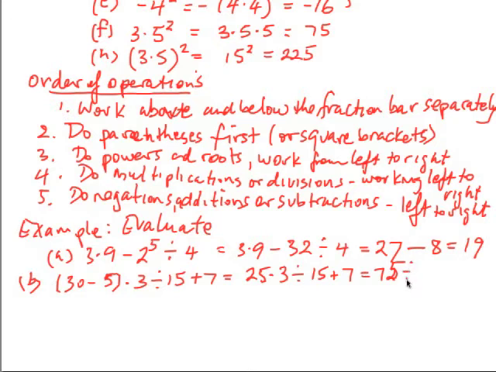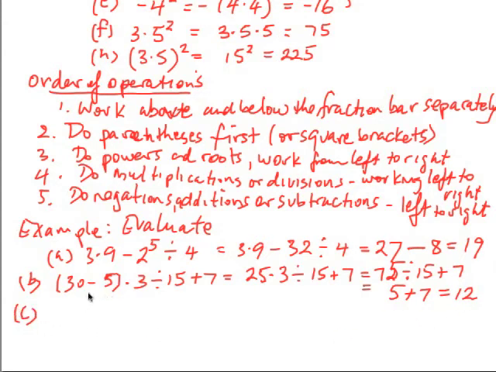And we're dividing by 15, and we're going to add 7. So 75 divided by 15 goes 5. Plus 7 gives us 12 as the answer.